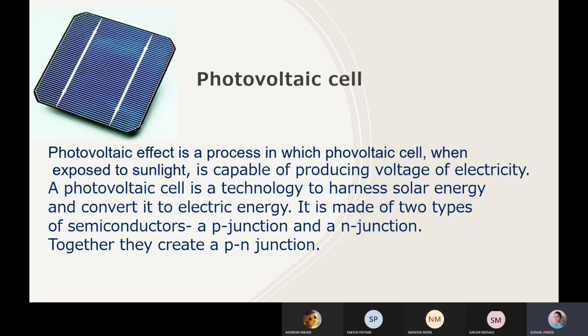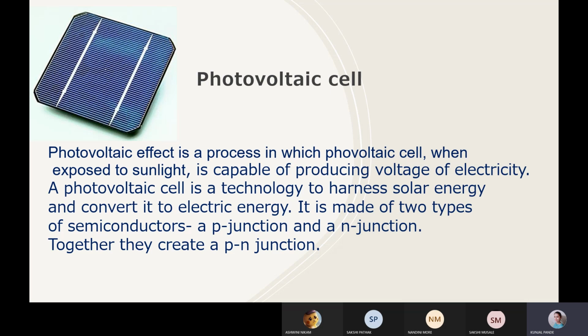We will see first what is photovoltaic cell. Photovoltaic effect is a process in which a photovoltaic cell, when exposed to sunlight, is capable of producing voltage of electricity. A photovoltaic cell is a technology to harness solar energy and convert it to electric energy. It is made of two types of semiconductors, that are a P junction and an N junction. Together they create a PN junction.